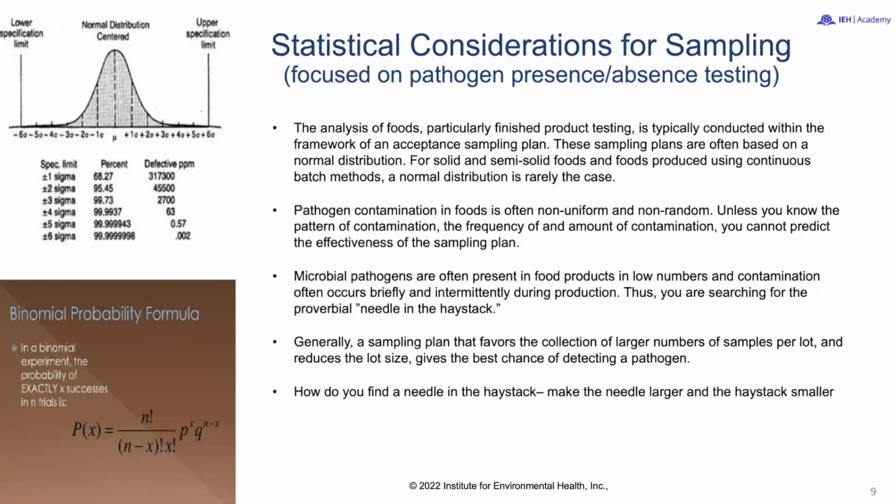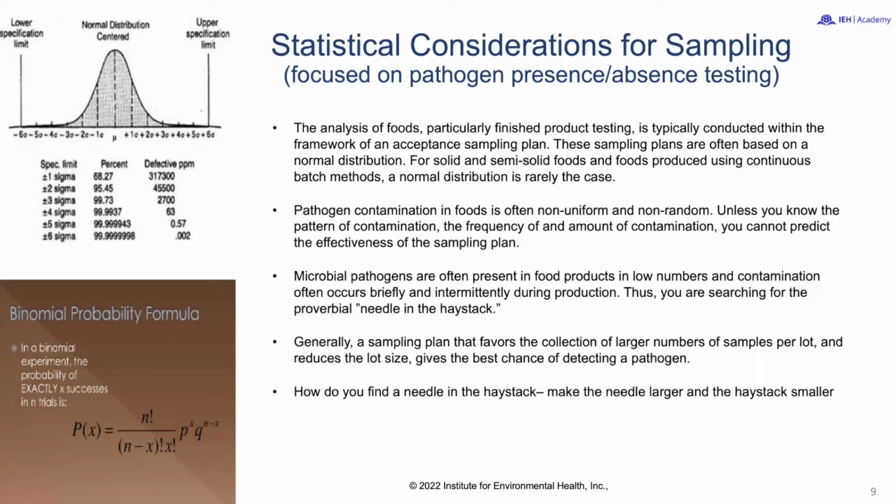But that's not the case with a lot of food products. A lot of food products are solid or semi-solid. And in the food industry, we often produce things in what's called a continuous batch, where we make a batch of a product and we send that then down the production line. And then we make another batch and send it down the production line. And while we do everything we can to make these all the same, in truth, there can be microbiological heterogeneity there, and what's in one might not be in another.